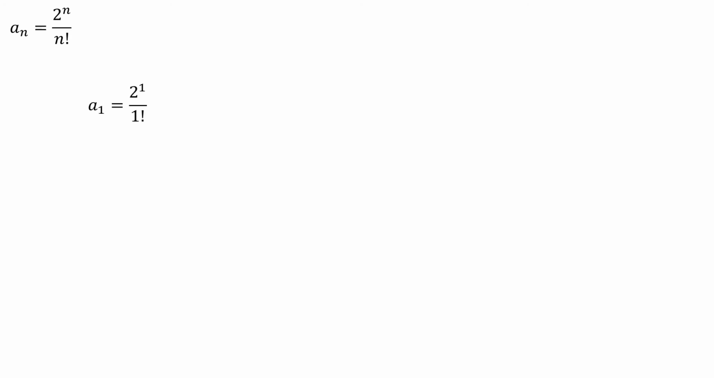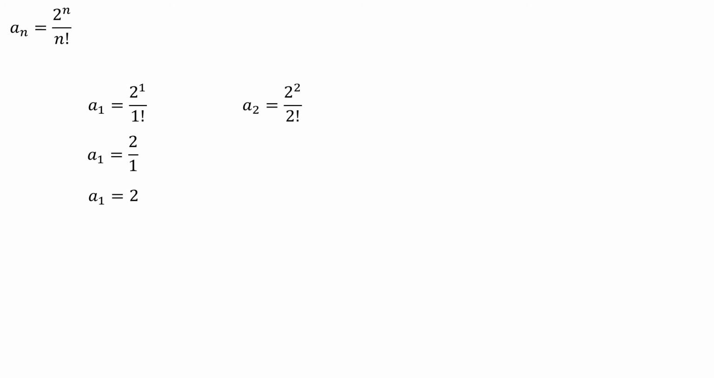Okay, let's figure out the first number in the list. I'll need 2 to the first power over 1 factorial. 2 to the first power, of course, is just 2. 1 factorial is just 1. That's kind of plain and boring. You're like, well, what's the point of a factorial then? Well, hang on for a couple examples. 2 divided by 1 is plain old 2. That is term number 1.